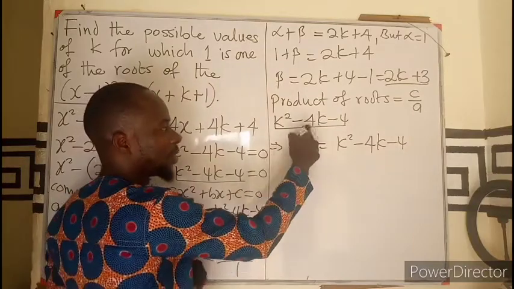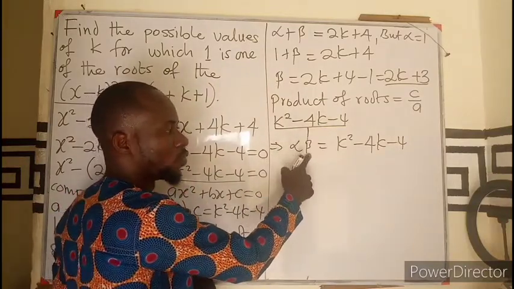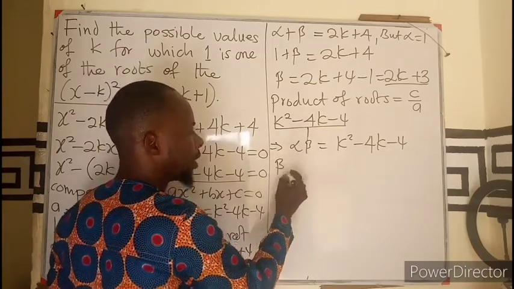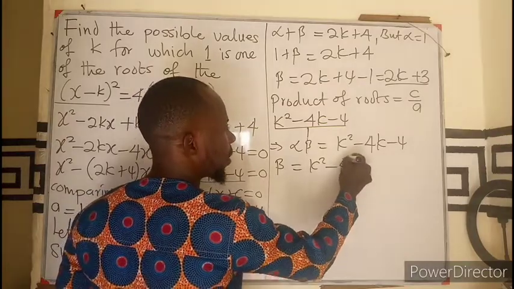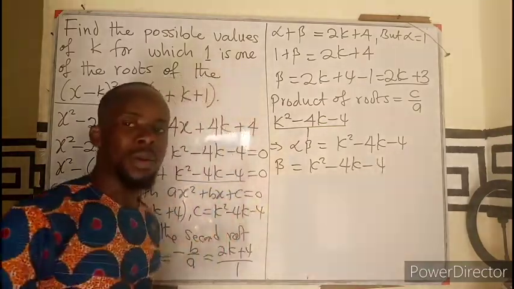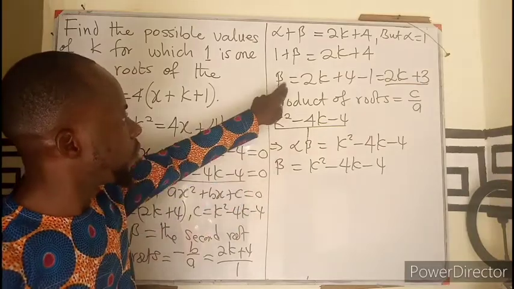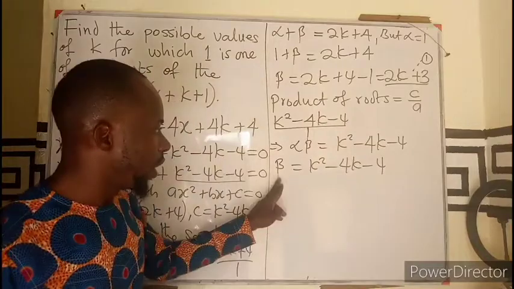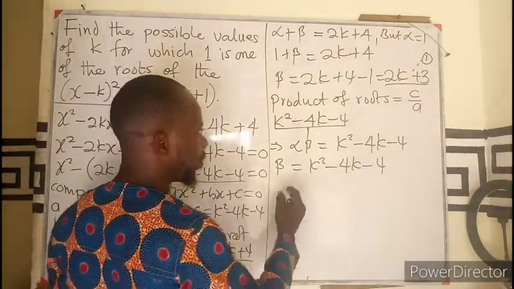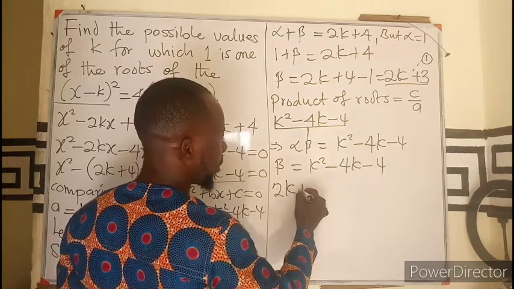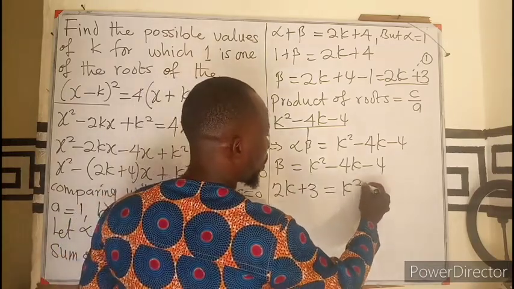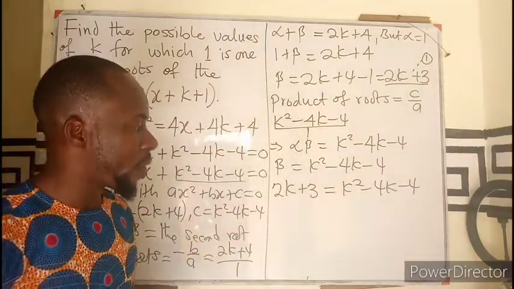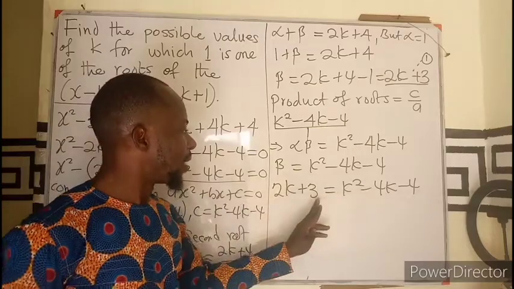This is the first root, second root. But the first root is 1. So 1 times beta will just be beta equals k squared minus 4k minus 4. But don't forget, this beta is what we found to be this. So I can label this as equation 1. I can put equation 1 here. In this case, it will be 2k plus 3 equals k squared minus 4k minus 4.